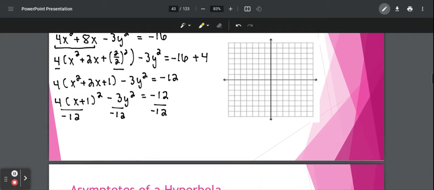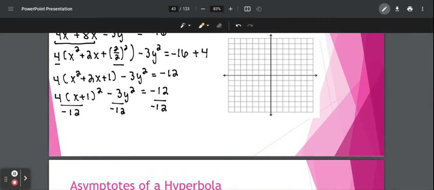And so when we divide everything by negative 12, we get negative (x plus 1) squared over 3 plus y squared over 4 equals 1. But with hyperbolas, this first term can't be negative. It has to be positive. So we have to switch the x squared and the y squared.